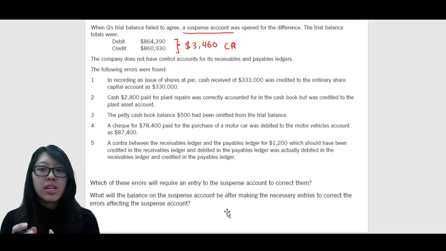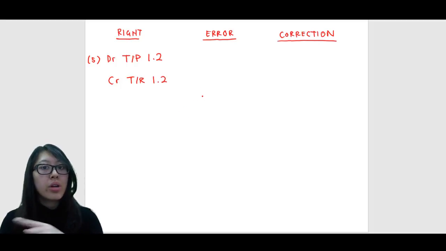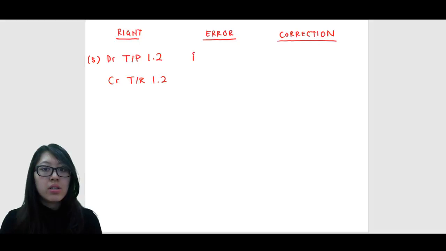So that's why they give you a clue that it should have been credited to the receivables and debited the payables. But it was done the other way around. So let's get down our journal entries first. We should have debited trade payables by $1,200 and credited trade receivables by $1,200. But the error was that they've done it the other way around. So they debited trade receivables by $1,200 and credited trade payables by $1,200.